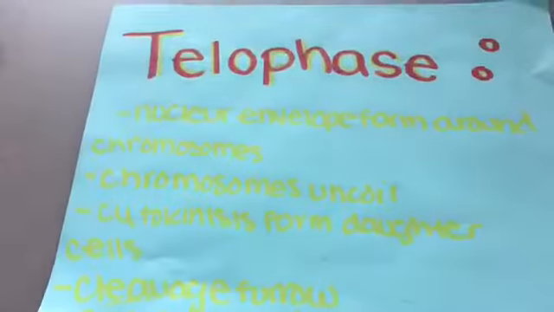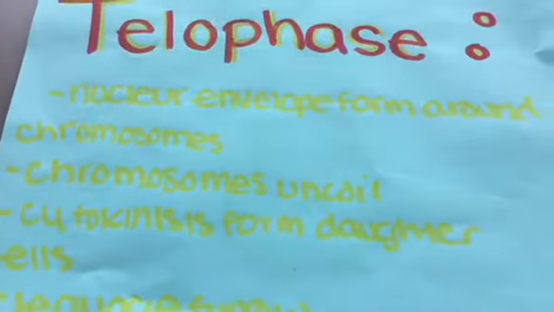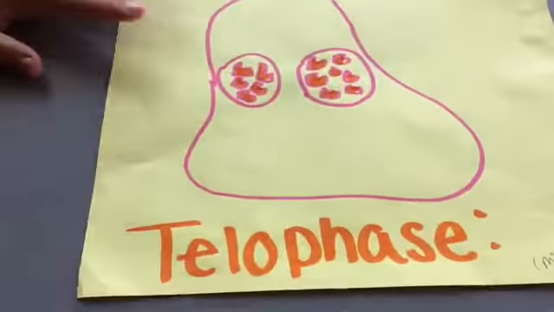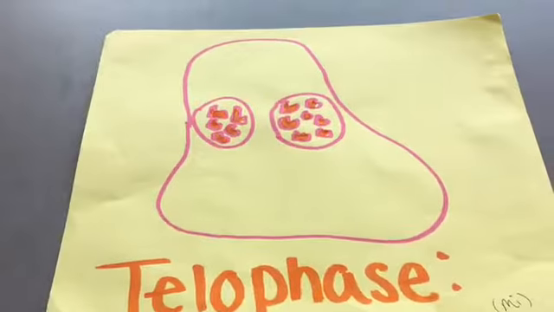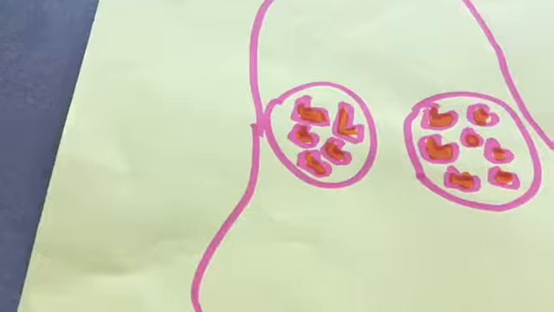This is the telophase. The nuclear envelope forms around the chromosomes. Chromosomes uncoil. Cytokinesis forms daughter cells. Cleavage furrow and cytokinesis occur in telophase. This is the telophase cycle in the mitosis cell. At opposite sides, nuclei are starting to form to make two new identical cells.